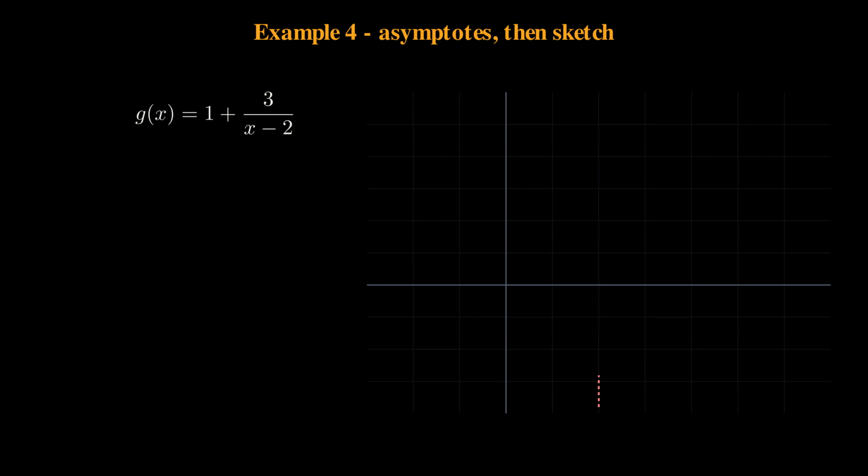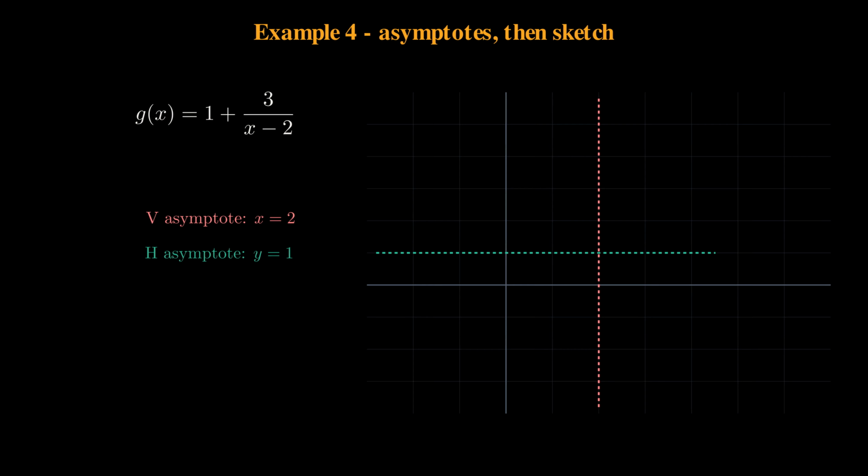Vertical asymptote first. The denominator, x minus 2, is 0 when x equals 2. You can never divide by 0, so x equals 2 is a vertical wall. Horizontal asymptote. For huge x, 3 over x minus 2 shrinks to nothing, so g settles toward 1. The line y equals 1. Draw both as dashed guidelines.